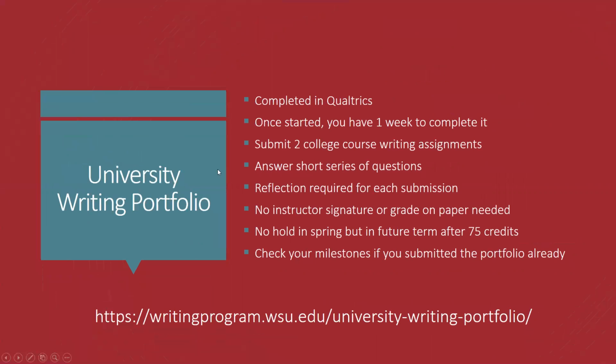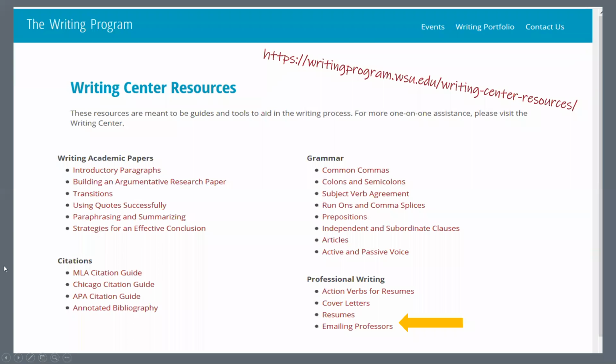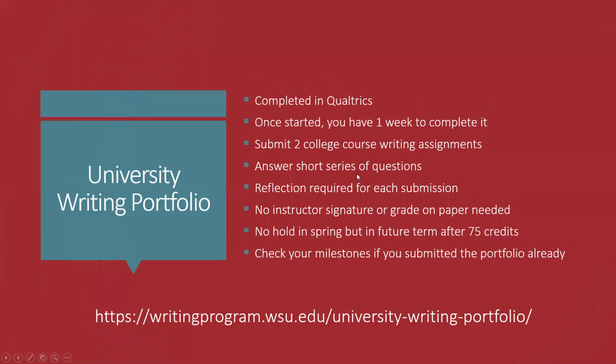So, writing portfolio. They have changed the requirements for the writing portfolio. It's now going to be completed in Qualtrics, and you no longer have to do the writing portion of the portfolio, the timed write. Now you're only going to submit 2 college writing assignments. Once you start it, you're given 1 week to complete it. So if you start the submission process, remember that you're only going to have 1 week to complete it. You're going to submit 2 college course writing assignments.